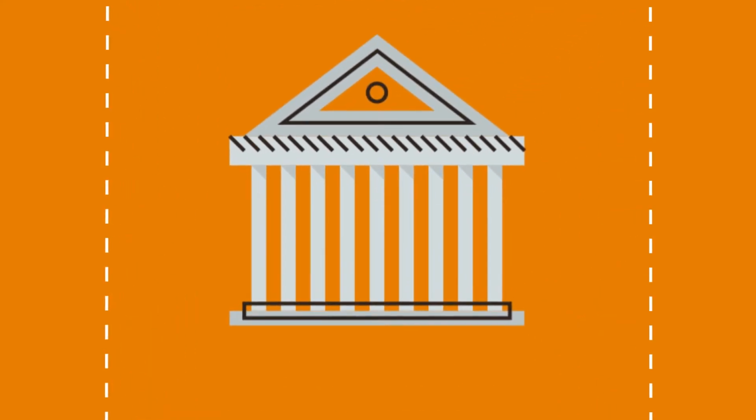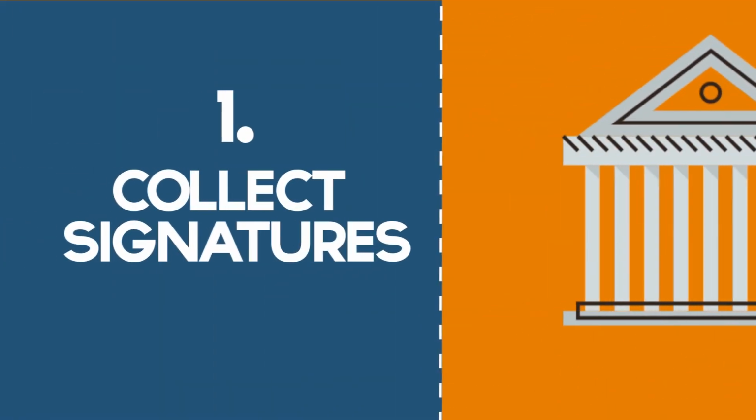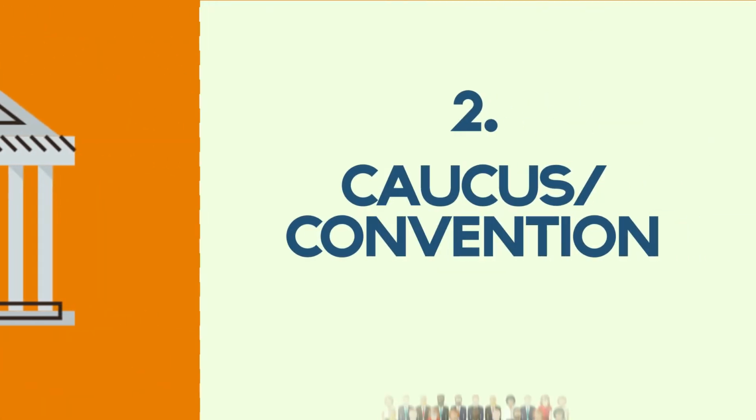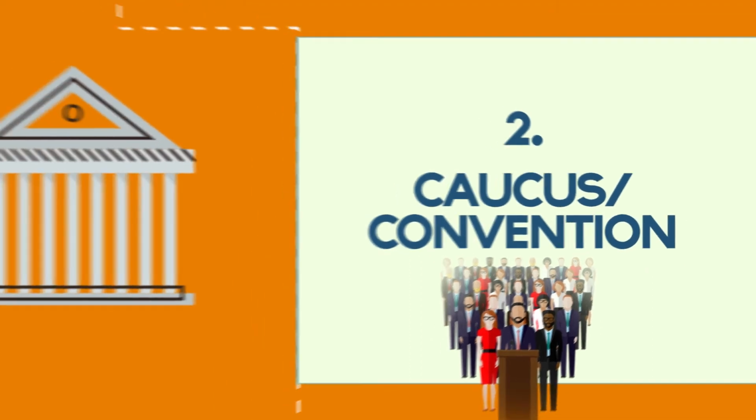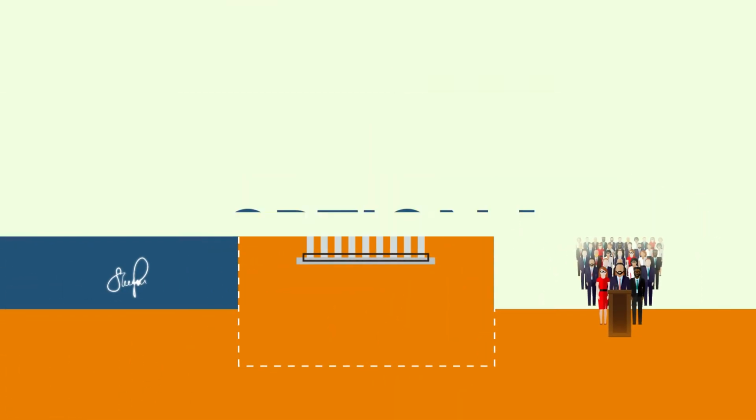Now people who want to be a candidate have two options. They can collect signatures from voters, or they can go through a caucus and convention system. Or they can do both. Let's look at each one.